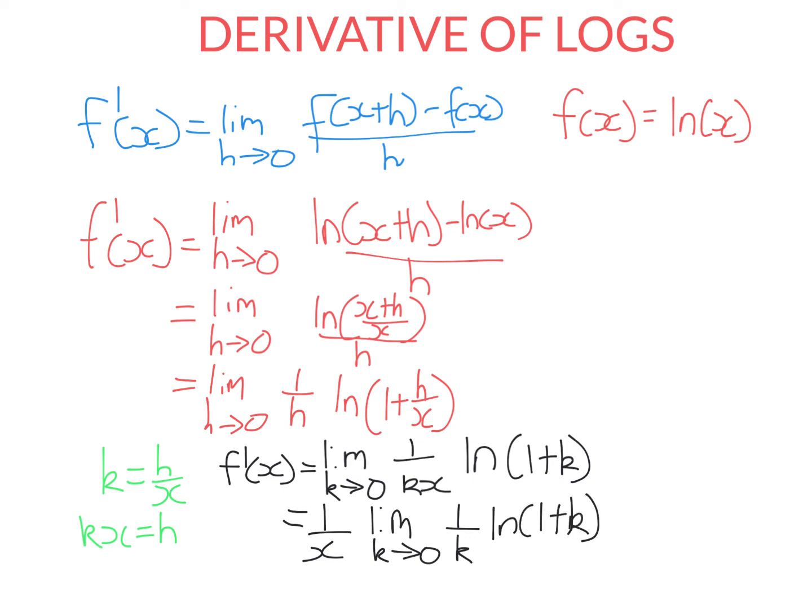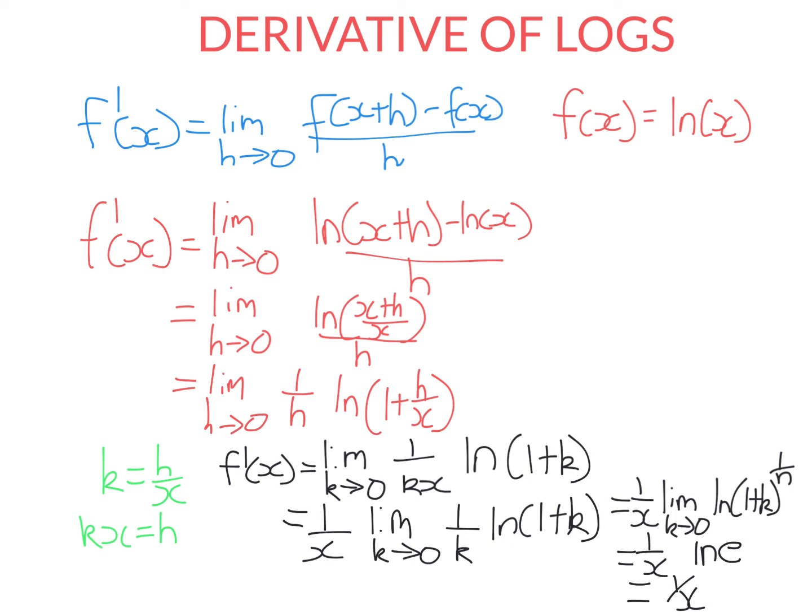Now I'm going to use another log law. If we have a constant at the front of a log, what we can do is move that and make it a new power. So I've just moved the power up here. Now this helps me immensely because we worked out before that as k approaches 0, this thing here approaches the number e. So as k gets closer and closer to 0, this approaches 1 over x times the natural log of e. But we know the natural log of e is just 1. So this is just 1 over x times 1, or 1 over x. And that's why the derivative of natural log of x is 1 over x.